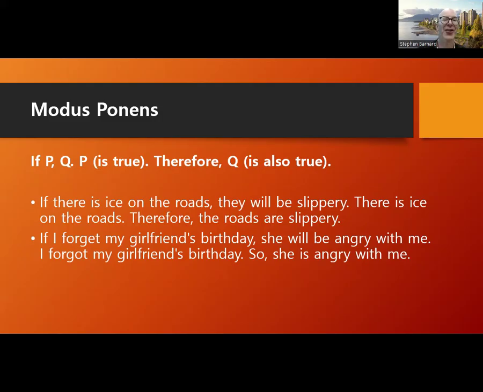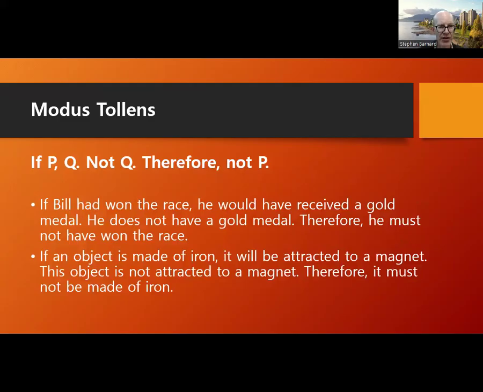My second example here: if you forget your girlfriend's birthday, she'll be angry with you. You did forget your girlfriend's birthday. Guess what? She is angry with you. The truth of the conclusion comes from the truth of the premise. Modus ponens.